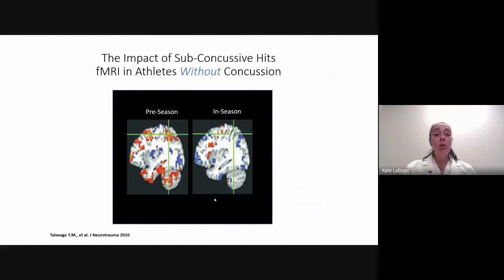And what they've shown, when we look at fMRI studies, which look at functional imaging of the brains themselves, is that brains prior to the season are more active than brains in season. And these are done in people who did not report concussions during their football.